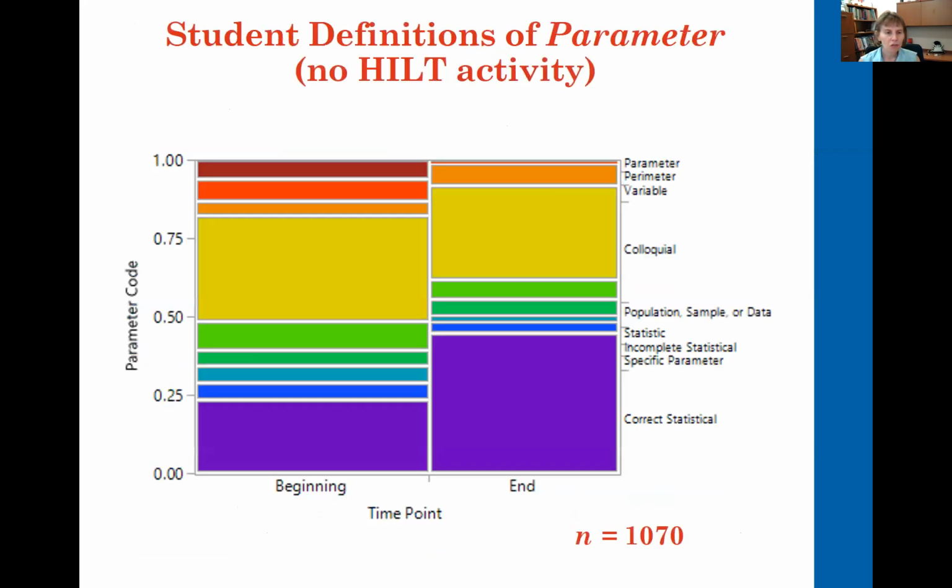So those are sort of the colloquial, you know, what are the conditions? So this is the distribution at the beginning and at the end of the semester of students who didn't have a HILT activity. And there are over 1,000 student responses in this data set. These aren't bad. I mean, more students were able to give a correct statistical definition at the end of the semester than at the beginning of the semester. Unfortunately, we really only have about half the students giving us something at the end of the semester that is approaching a good statistical definition. We do have a smaller proportion of students at the end in the perimeter, parameter, variable categories, but a similar proportion are still giving colloquial definitions. And so we hope we can do better with a HILT activity.